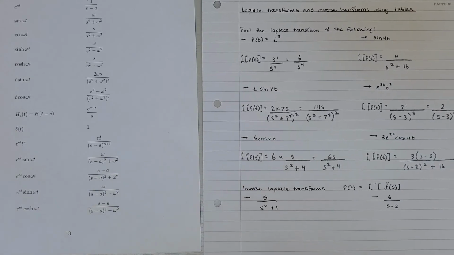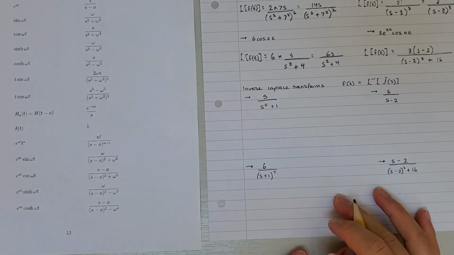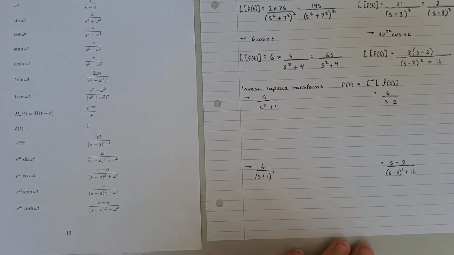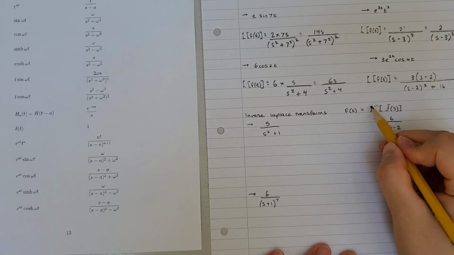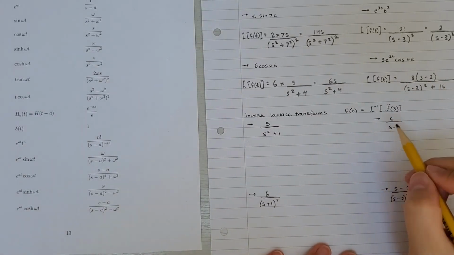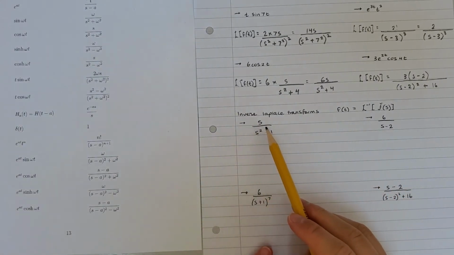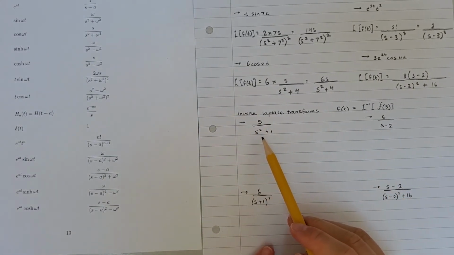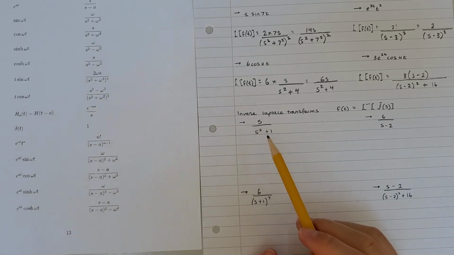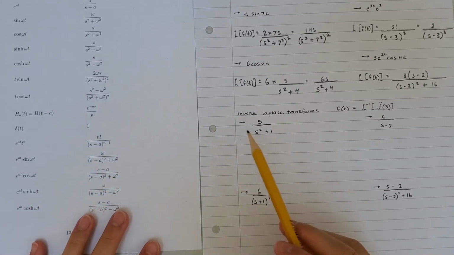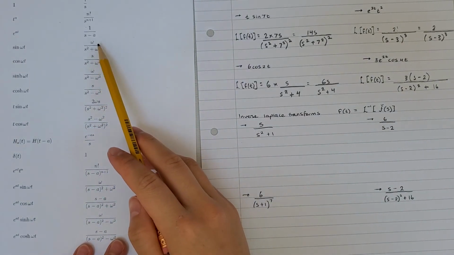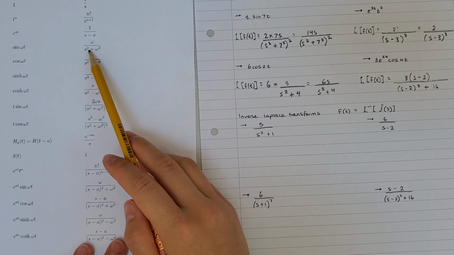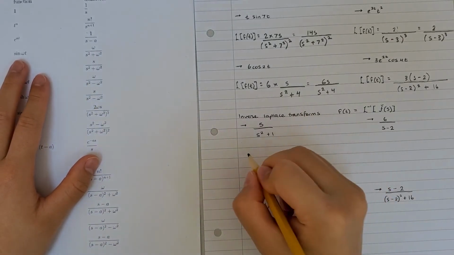So we can also use the table to find inverse Laplace transforms. The inverse is shown by the fancy L to the power of minus 1. So we'll look at this one, 5 over s squared plus 1. What immediately jumps to my head is this one, because it doesn't have an s on top, it has an s squared. So we could easily pull 5 out.